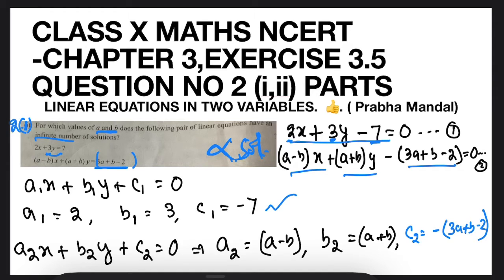Similarly, with the second equation also we have to compare. What is the standard equation? a2x plus b2y plus c2 equals 0. What is our a2? a2 is a minus b, which we have written here. What is our b2? a plus b, which we have written here. What is our c2? c2 is minus, inside the bracket, 3a plus b minus 2. This is our c2. Okay. Now, let us find the ratio.